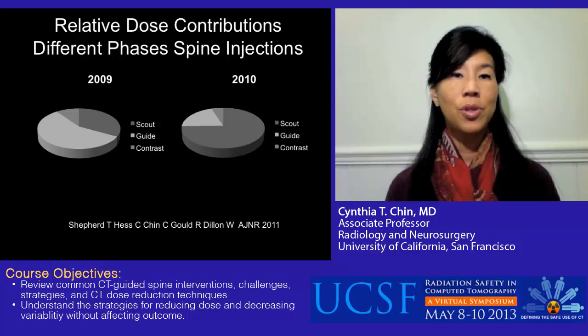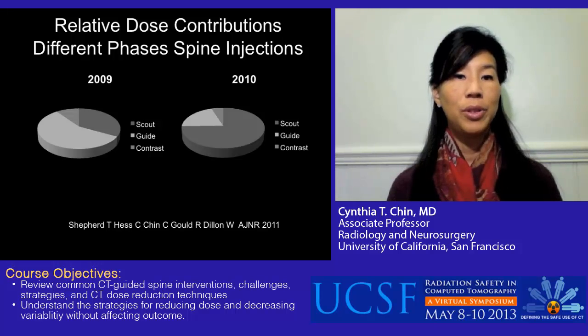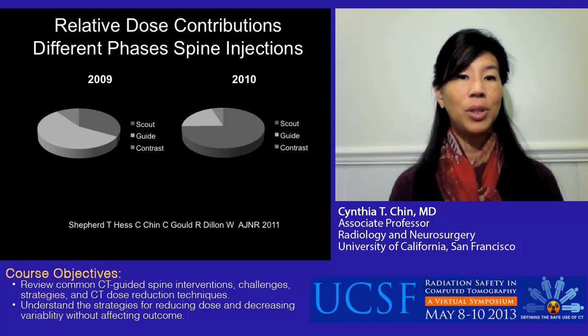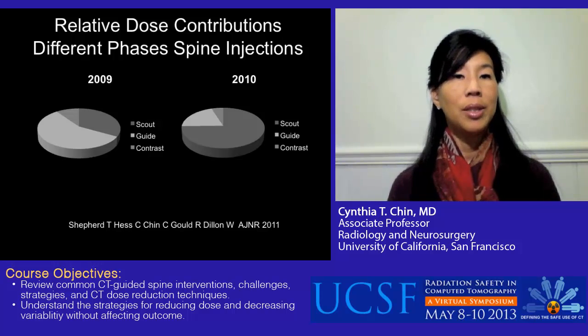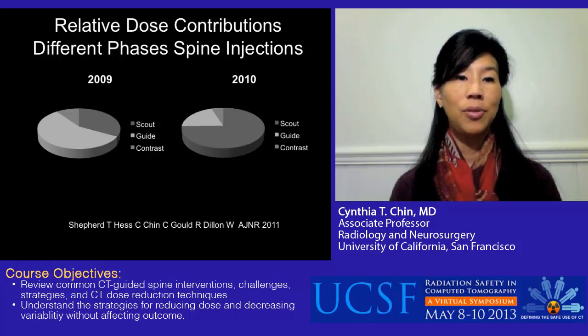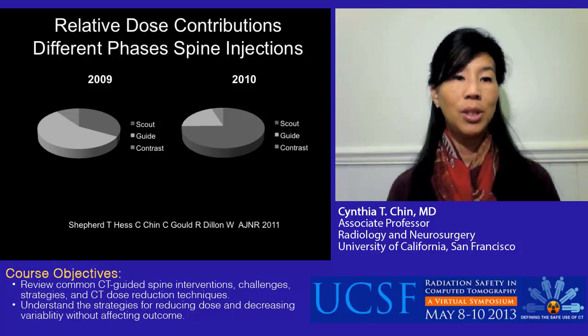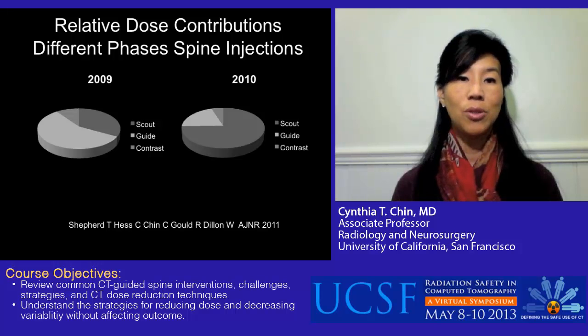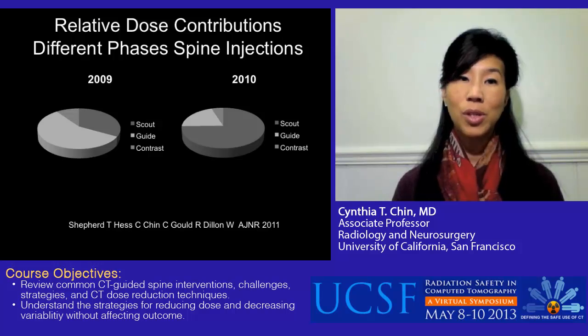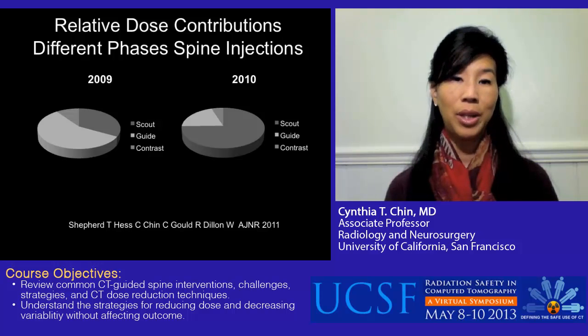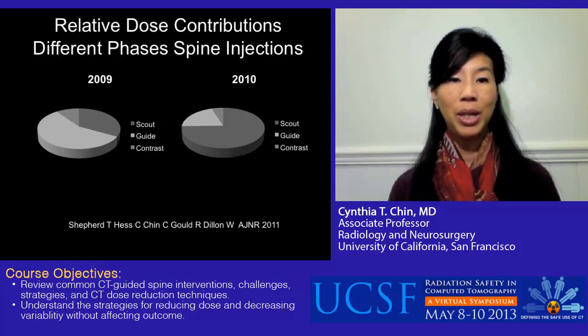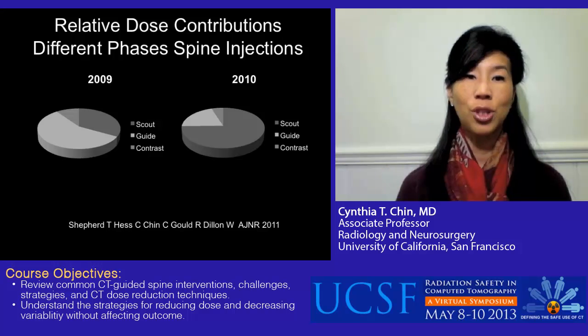The next slide shows the relative contributions from the different phases of the spine injections. So we can see that this changed substantially between 2009 and 2010. There were significant reductions in DLP during the guide phase of the examination in 2010 that lowered its contribution to total procedures from 57 to 20%. In 2010, almost 75% of the patient's dose came from the initial survey or localizer or scout CT images that are obtained for identifying anatomy that's relevant to the patient's spinal pain and prescribing the course of the needle insertion.